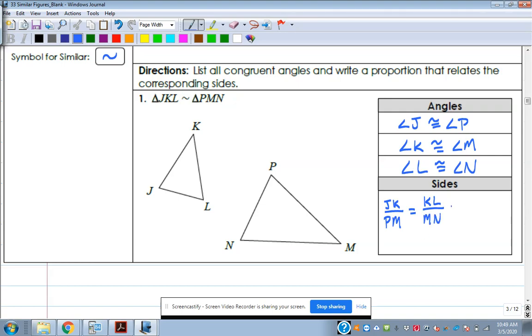MN, which would be the same as side JL over PN. All of those three would be equal to one another with the ratios there. That's what we're looking at.